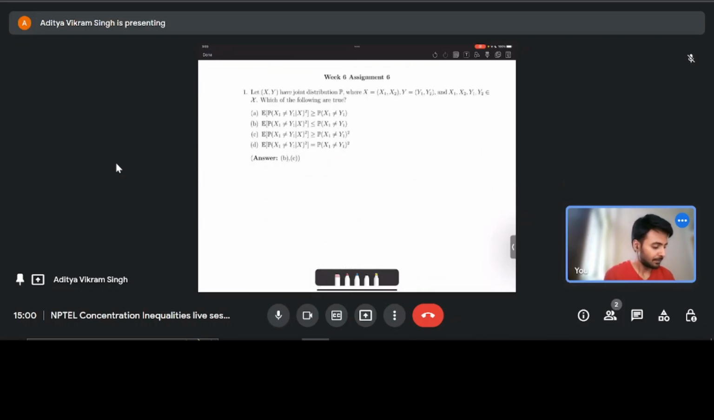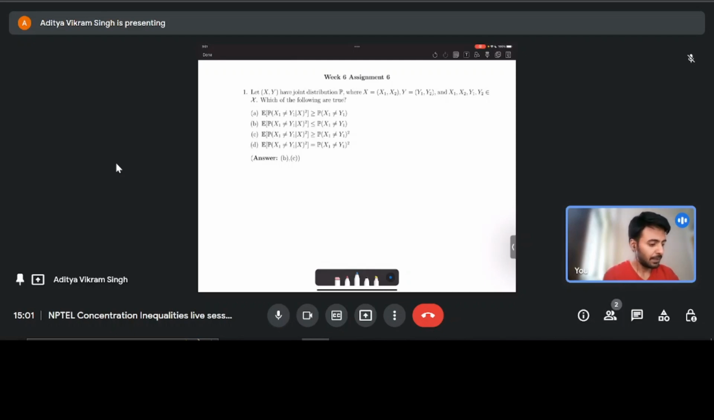So let's start. The first question is: let (X, Y) have joint distribution P, where X is (X1, X2) and Y is (Y1, Y2), and all these variables X1, X2, Y1, Y2 belong to the set X. We want to say which of the following options are true.